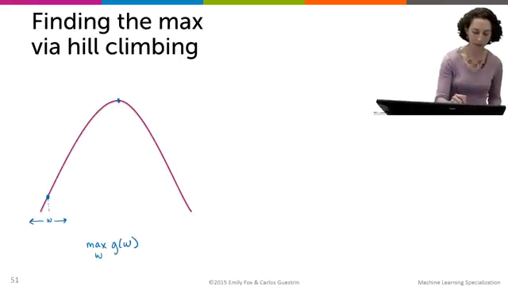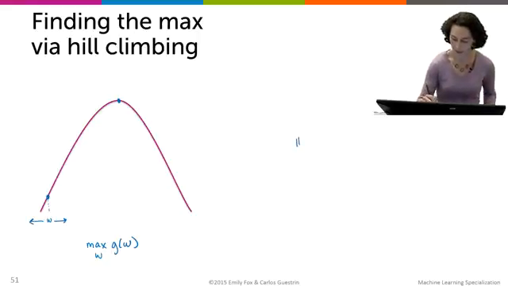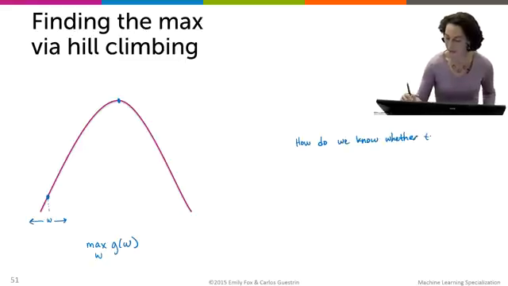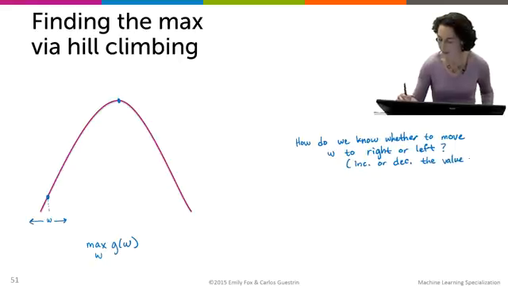Well, what is the optimal? The optimal is this point here. So if I had this picture in front of me, I know that I should be moving to the right. But mathematically, what's a way to say that? What's a way to say that we're increasing? So let me write this down. How do we know whether to move w to the right or left, and equivalently, increase or decrease the value of w?